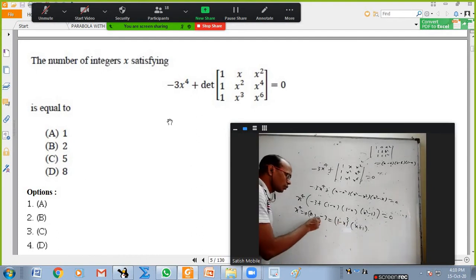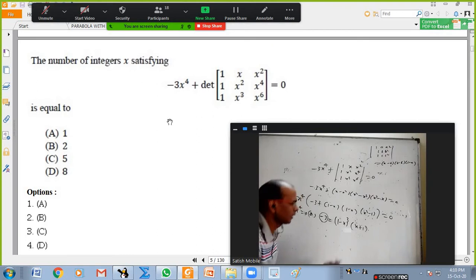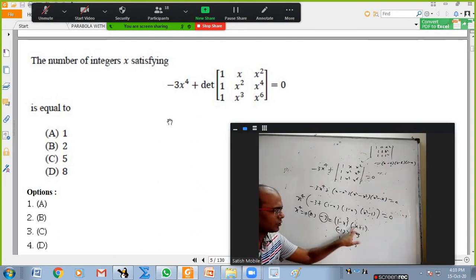Can anybody tell me how to write minus 3 as a product of two integers and one of them must be a perfect cube? Minus 1 into 3. Any other choices? 1 into minus 3. But for 1 into minus 3, there is no such x. Why? If I take x plus 1 as 3, x will be 2. And if I put x equal to 2, it is coming minus 1 nicely. But when I want the other, x should be minus 4. This is not fitting. So the only integer that can satisfy this fourth degree equation is x must be 2.